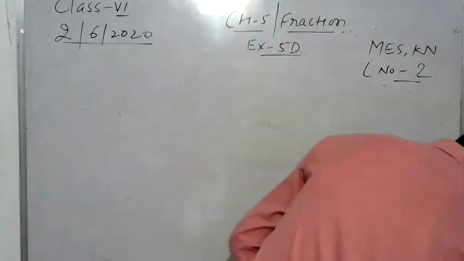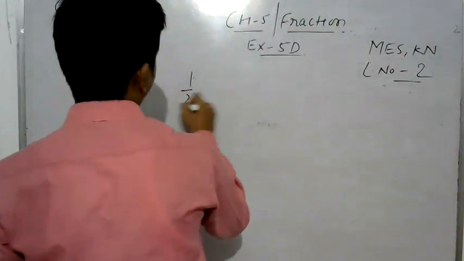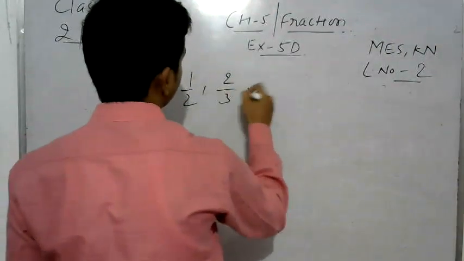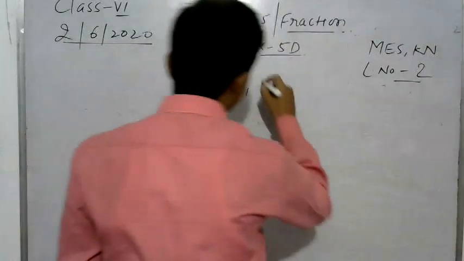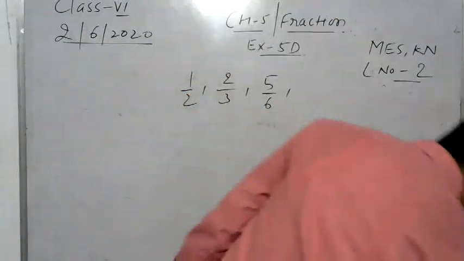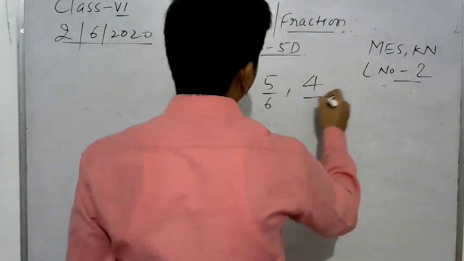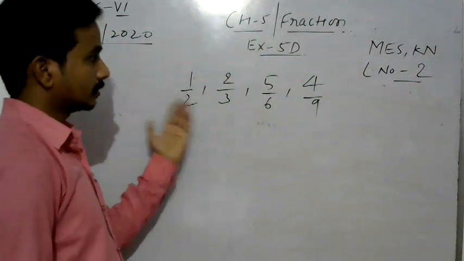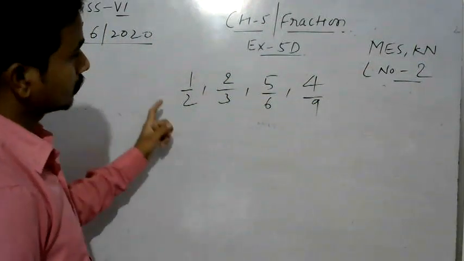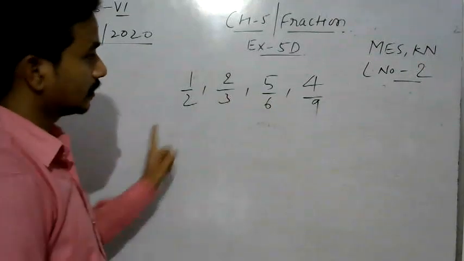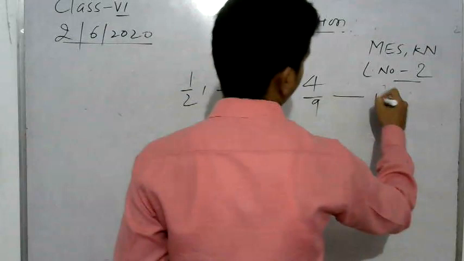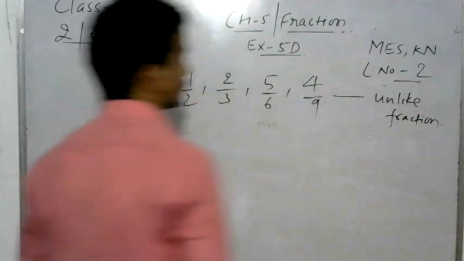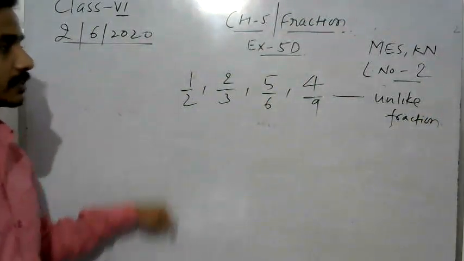Okay. So suppose we have half, 2 by 3, 5 by 6 and 4 by 9. So clearly we have these four fractions. So is this a like fraction or unlike fraction? Since the denominator of every fraction are different, therefore this is an unlike fraction. Now we have to convert this unlike fraction into like fraction.